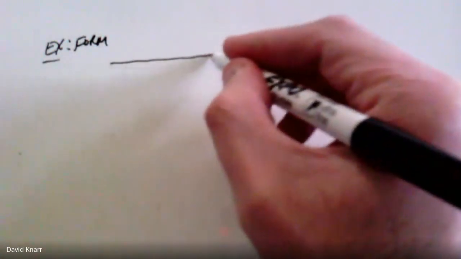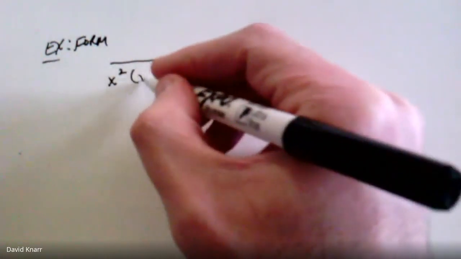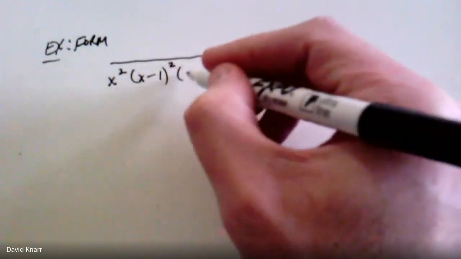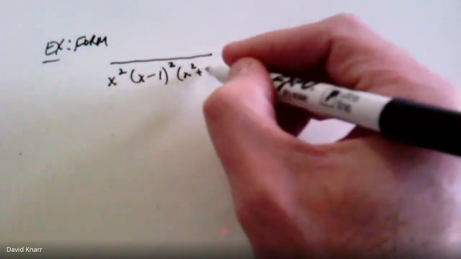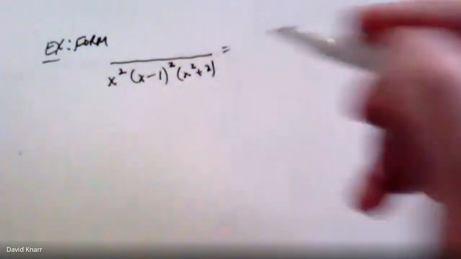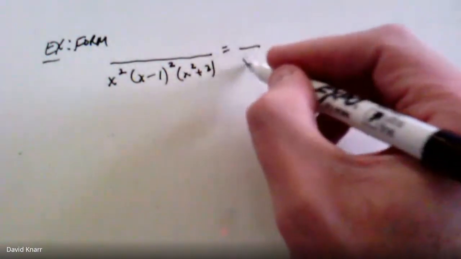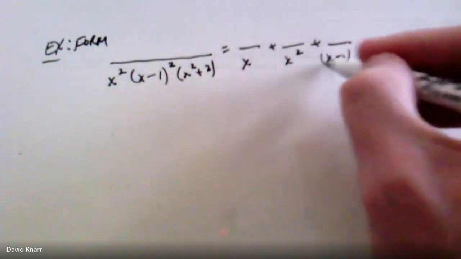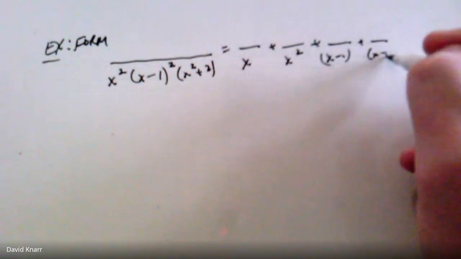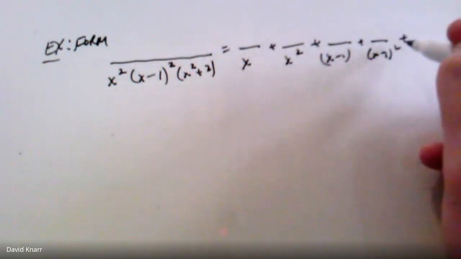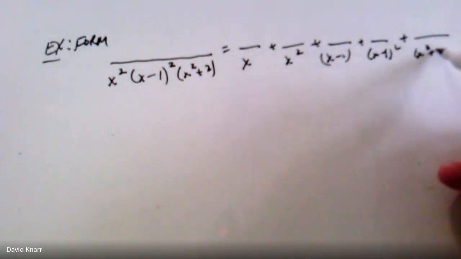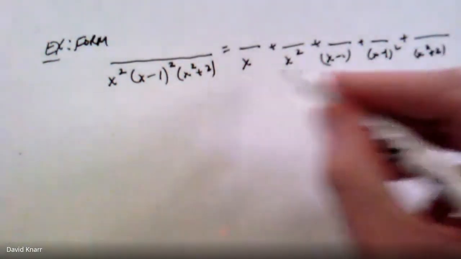Okay, we're not going to actually decomp it. It's quite long here. So let's try x squared minus x minus 1 squared, and we'll try x squared plus 2. Okay, so now we're going to have an x squared, and x minus 1, and x minus 1 squared, and x squared plus 2. Okay, those are my 5 fractions.